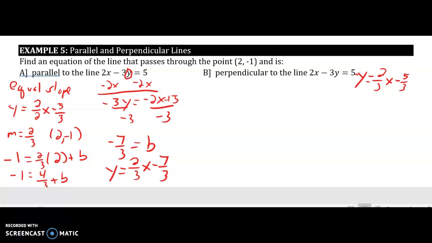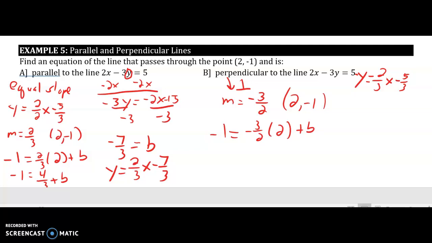So what's a perpendicular line? Perpendicular line symbol is an upside down T. The slope is an opposite reciprocal. So if this were negative, it'd be positive, but it is positive, so we have to make it negative, and then you flip it. So there's my slope, and then there's my point, 2, -1. So we're going to do -3/2 times 2 plus b, don't know what it is, and then y is -1. Multiply here, you get -3. And then you add 3 to both sides.